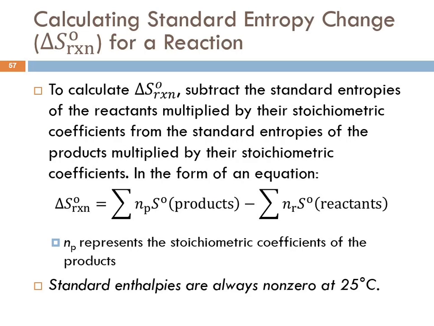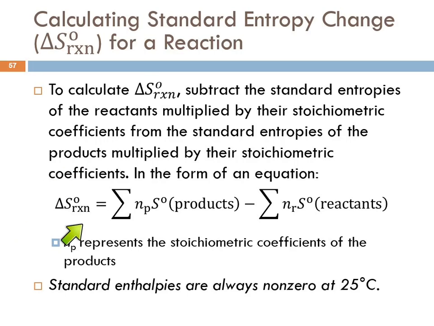So how do we calculate the standard entropy change for a reaction? Well, this is done much like we calculated standard enthalpy changes for reactions. When you write it in words, or even when you write the equation, it looks all complicated, and yet it actually isn't. So just don't tune out yet. So we subtract the standard entropies of the reactants multiplied by their stoichiometric coefficients from the standard entropies of the products multiplied by their stoichiometric coefficients.